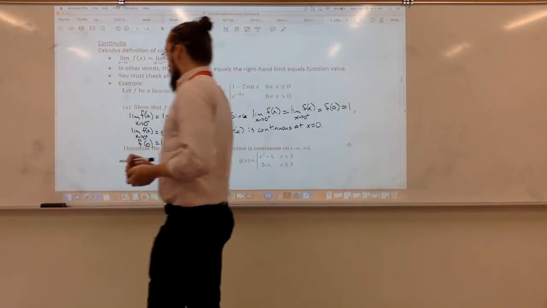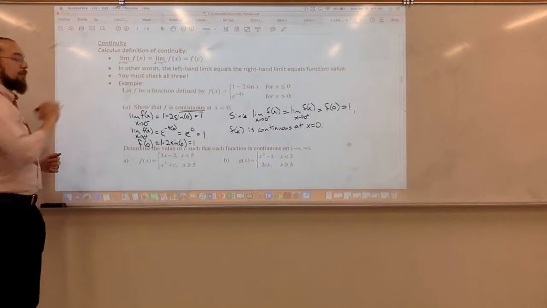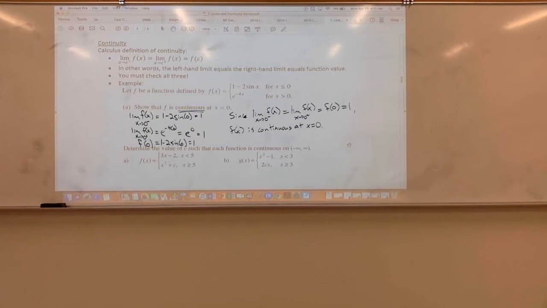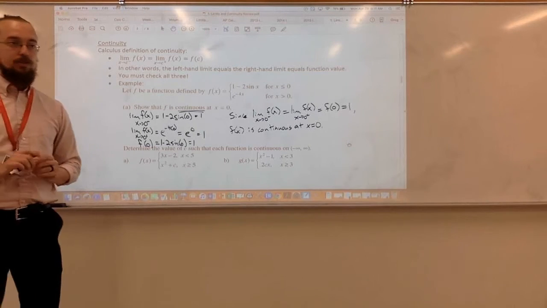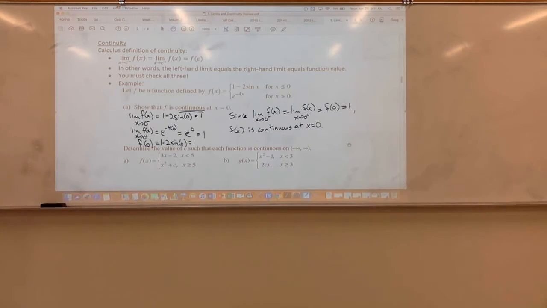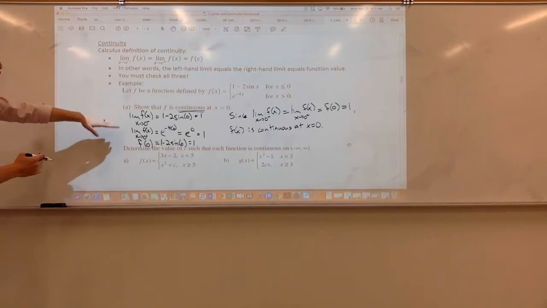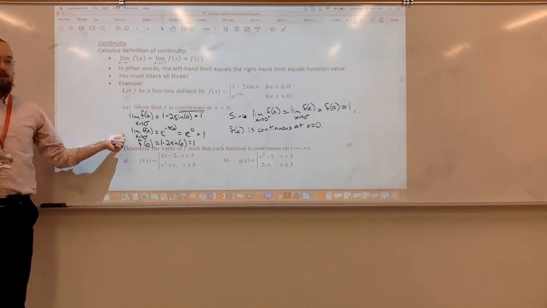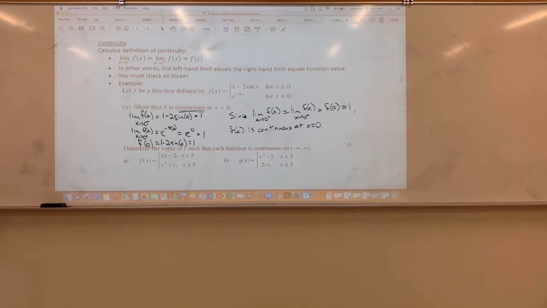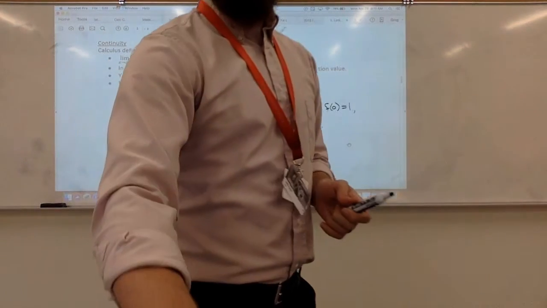So these three things: left-hand limit, right-hand limit, and the function value. Check all three of those to show that a function is continuous. Or we could use that the other way as well to prove that a function is not continuous at a certain value. We would still check those three things and say, well, these two things aren't equal, therefore the function is not continuous at this value.